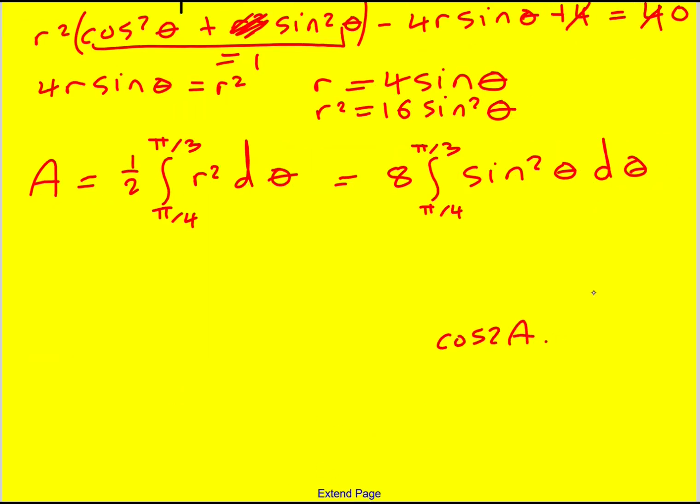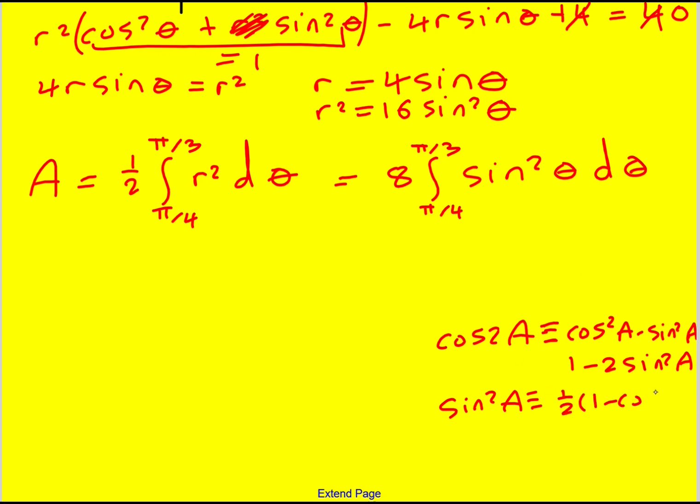I always go back to the very beginning. You might learn the expressions if you do it enough. I don't. I just do it every time. So cos 2a is going to be cos squared a minus sine squared a. Replace cos squared by 1 minus sine squared. I'm going to get 1 minus 2 sine squared a. Rearrange. Sine squared a is then going to be a half (1 minus cos 2a). So this here is going to become 4 times the integral from pi over 4 to pi over 3 of 1 minus cos 2 theta.